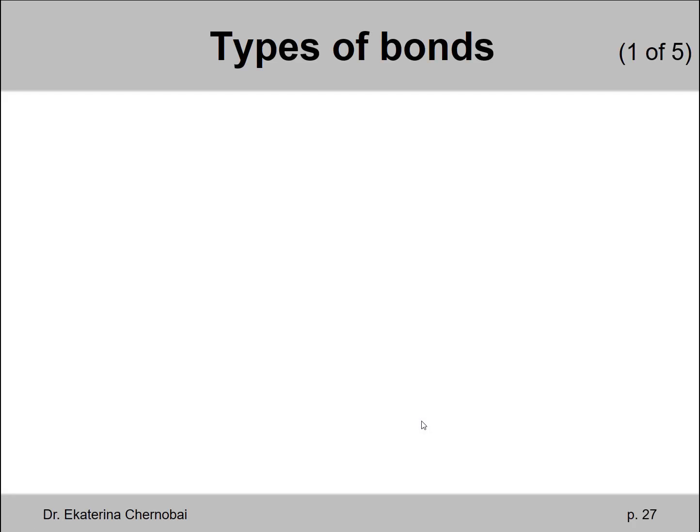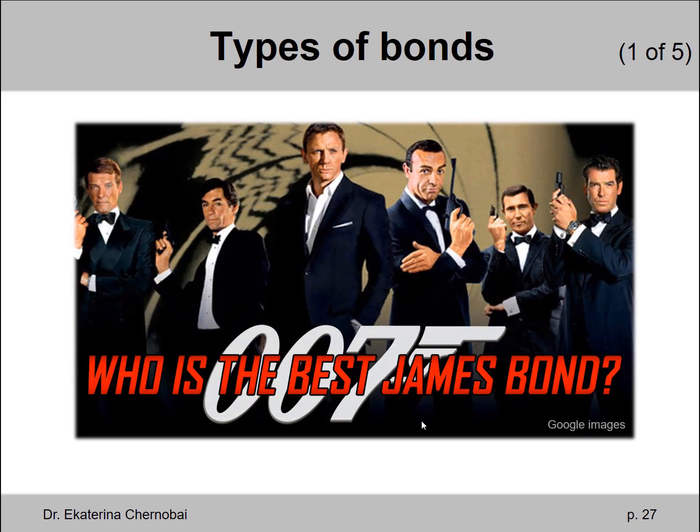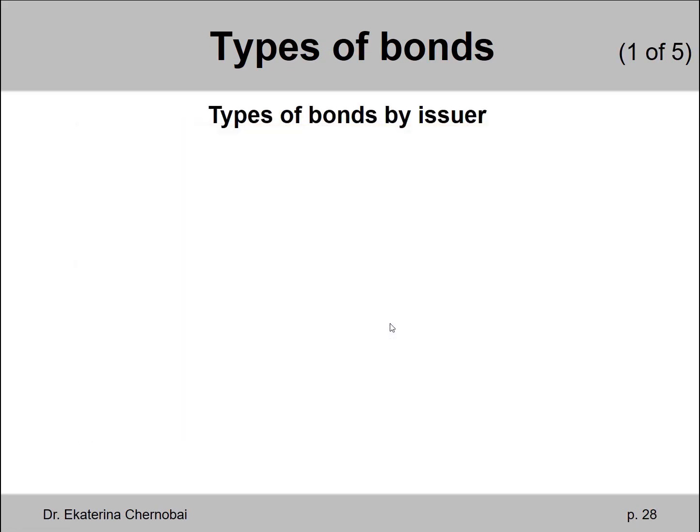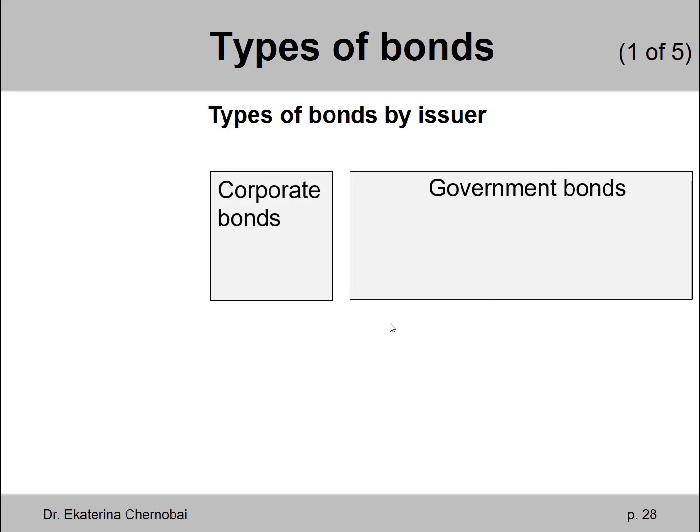Types of bonds. So let's look at different types of bonds. But of course, we're not going to be talking about James Bonds, but instead corporate bonds or government bonds. So bonds can be of different types. On this slide, I'm summarizing the types of bonds by issuer. Who may issue a bond? A corporation or a government. So there are corporate bonds, there are government bonds.